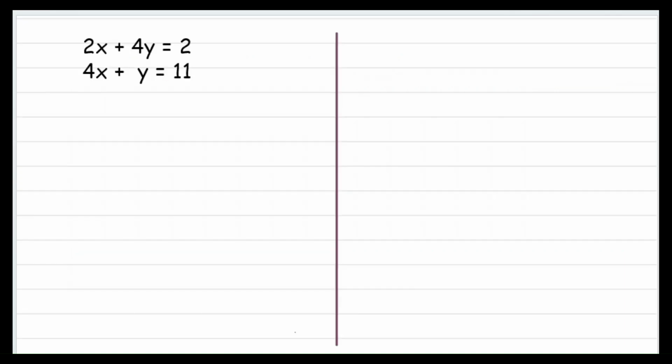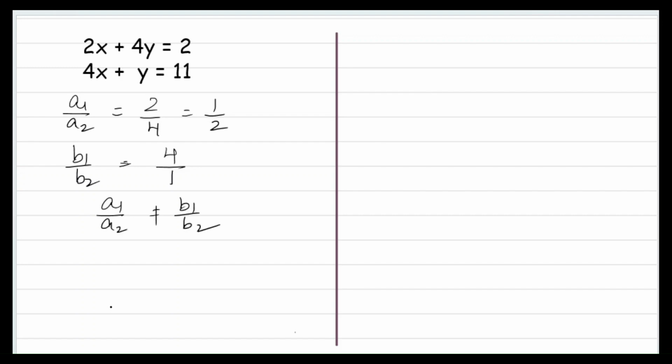So, let's get started. My first example would be 2x plus 4y equals 2, 4x plus y equals 11. First of all, I'll compare the ratios of A1 over A2 and B1 over B2. A1 over A2 means the ratio of the coefficients of x. That means 2 over 4, and 2 over 4 will give me 1 over 2. B1 over B2 is the ratio of the coefficients of y. That means 4 over 1. Are these ratios equal? Of course not. So, A1 over A2 is not equal to B1 over B2.